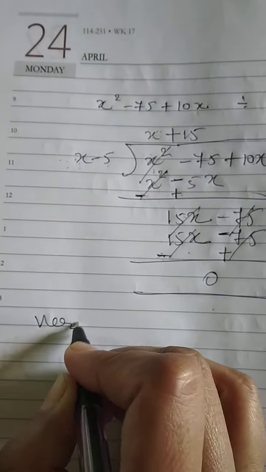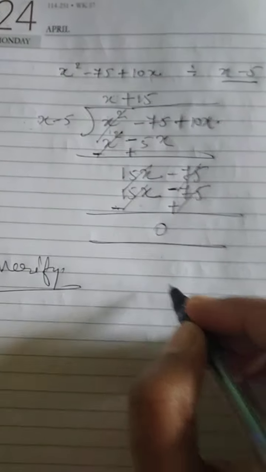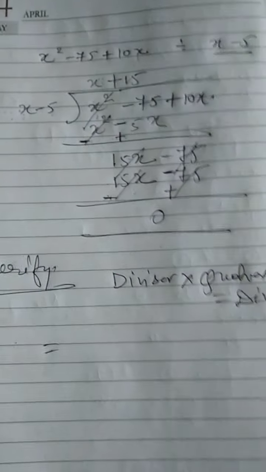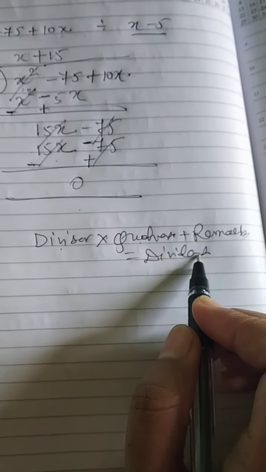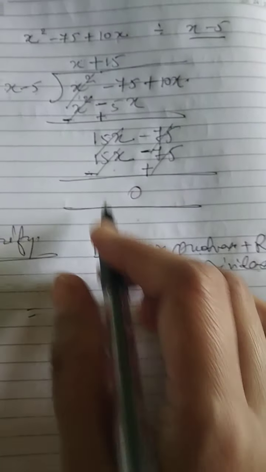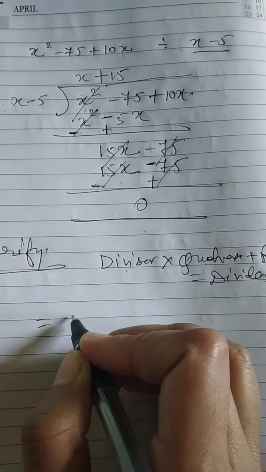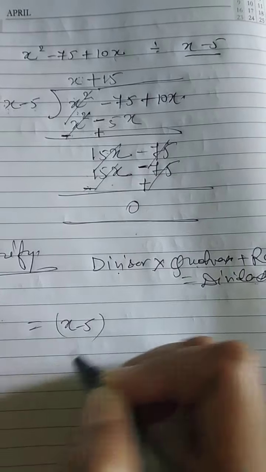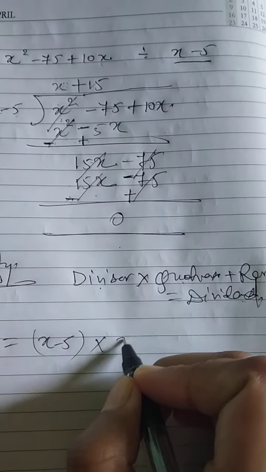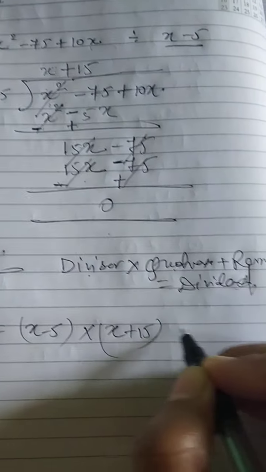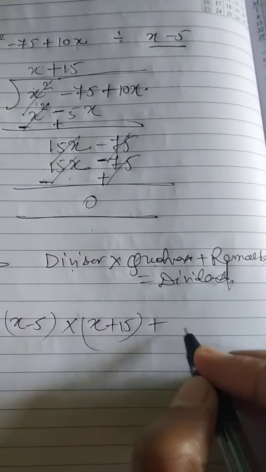Now how to verify it? Verify means you know the formula. What is the formula for verification? Divisor into quotient plus remainder is equal to dividend. Okay. What is the divisor here? This is the divisor. x minus 5 is the divisor. What is the quotient here? Quotient is the answer. This one. x plus 15. Plus what is the remainder? Remainder is 0.